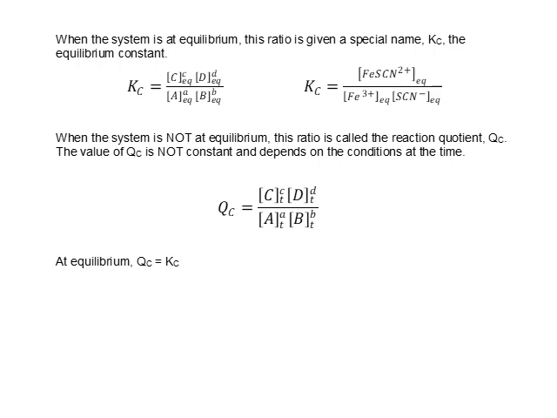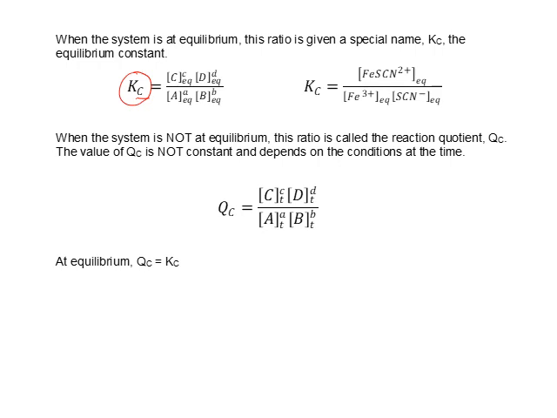The ratio of the concentrations of the products raised to their coefficients divided by the concentrations of the reactants raised to their coefficients will have a constant value if the system is at equilibrium. That value is called the equilibrium constant and is given the symbol capital K sub C. Notice that we use a capital K for equilibrium constants to distinguish them from the rate constants in Chapter 12, for which we used a lowercase k. The subscript C in these expressions is used to denote the use of concentrations.